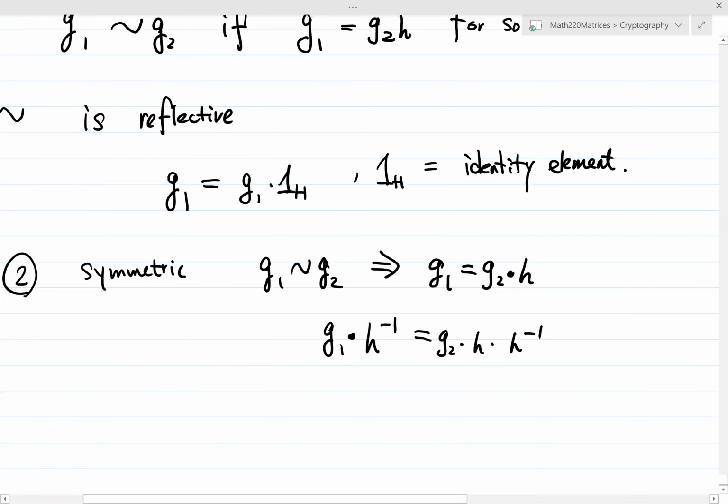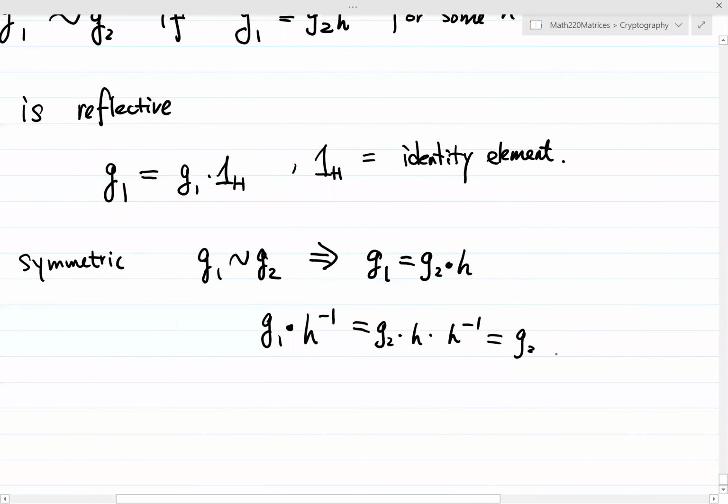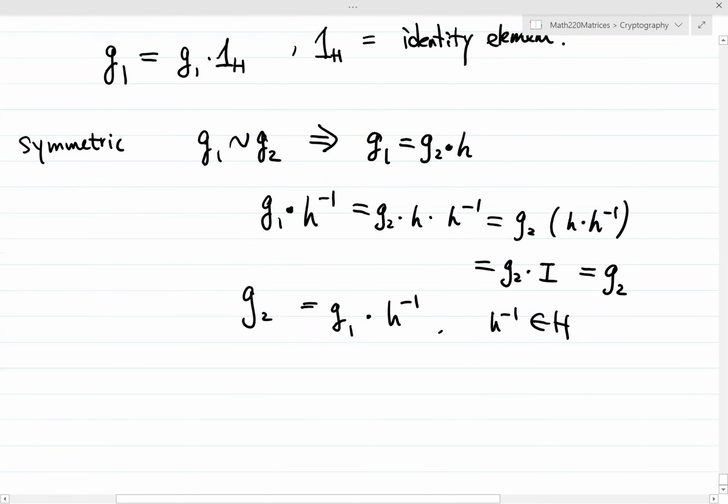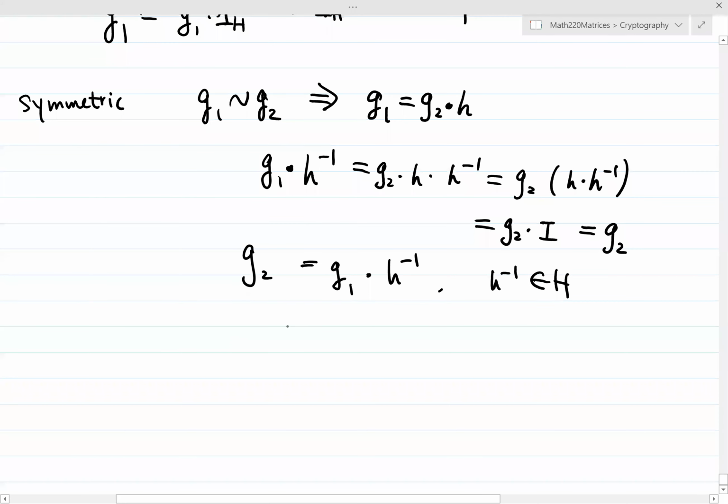And then we have the associative relation. So this is g2 times h inverse, so we get g2 times the identity element. So this is g2. You see we get g2 is g1 times h inverse. So h inverse is also in the group H. Doing the inverse does not go outside the group. So you see g2 differs from g1 by a certain element in the group H. So we can conclude by definition that g2, g1 also satisfies this relation. So it shows that it's symmetric.